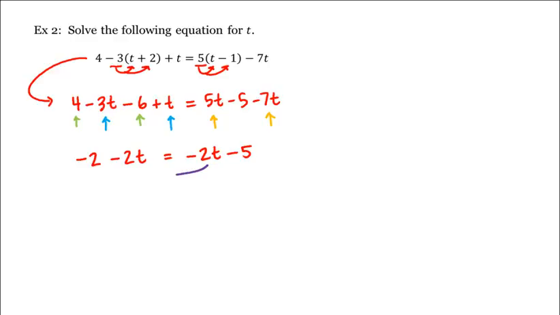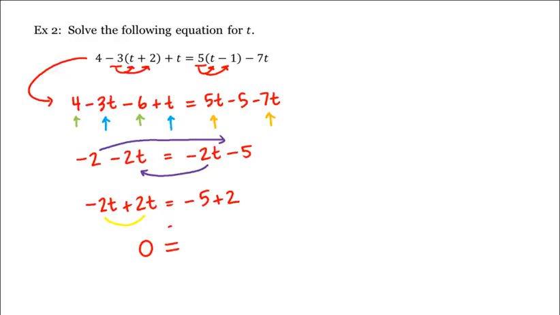Again, let's bring all the variables to one side and the numbers to the other. And what does that give us? We have negative 2t plus 2t is equal to negative 5 plus 2. But isn't the left-hand side here just 0? So 0 is equal to negative 5 plus 2, or negative 3? No. So what does that mean? That means that no value of t will work.